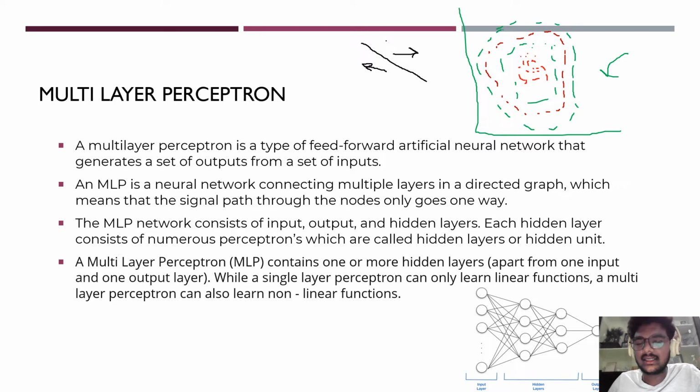In general, a multi-layer perceptron has just three layers. One is the input layer, where we get all the inputs. One is the hidden layer, which I'll talk about next. And then we have one output layer.